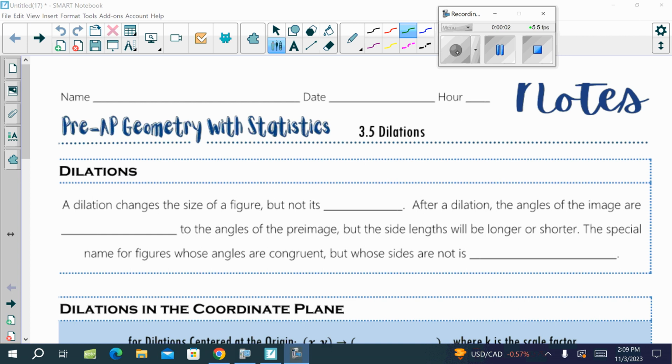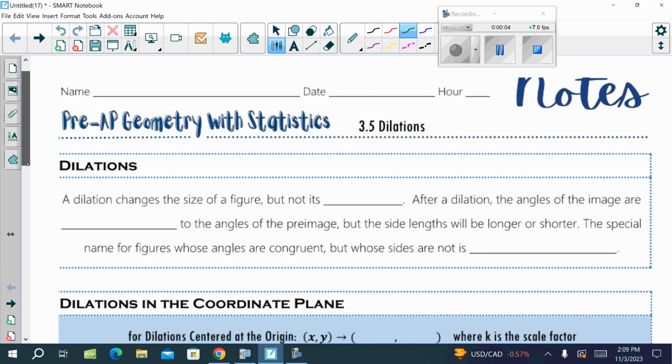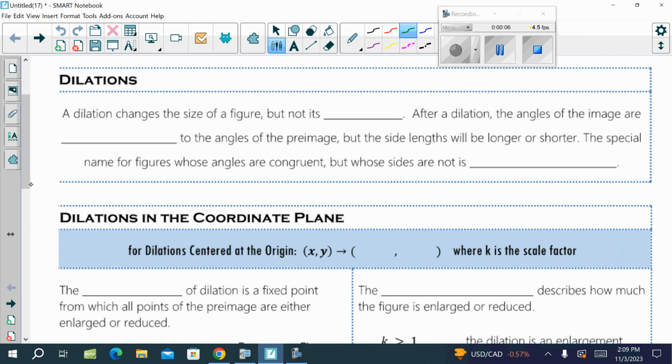Dilations. A dilation changes the size of a figure, but not its shape. After a dilation, the angles of the image are congruent to the angles of the pre-image, but the side lengths will either be longer or shorter.